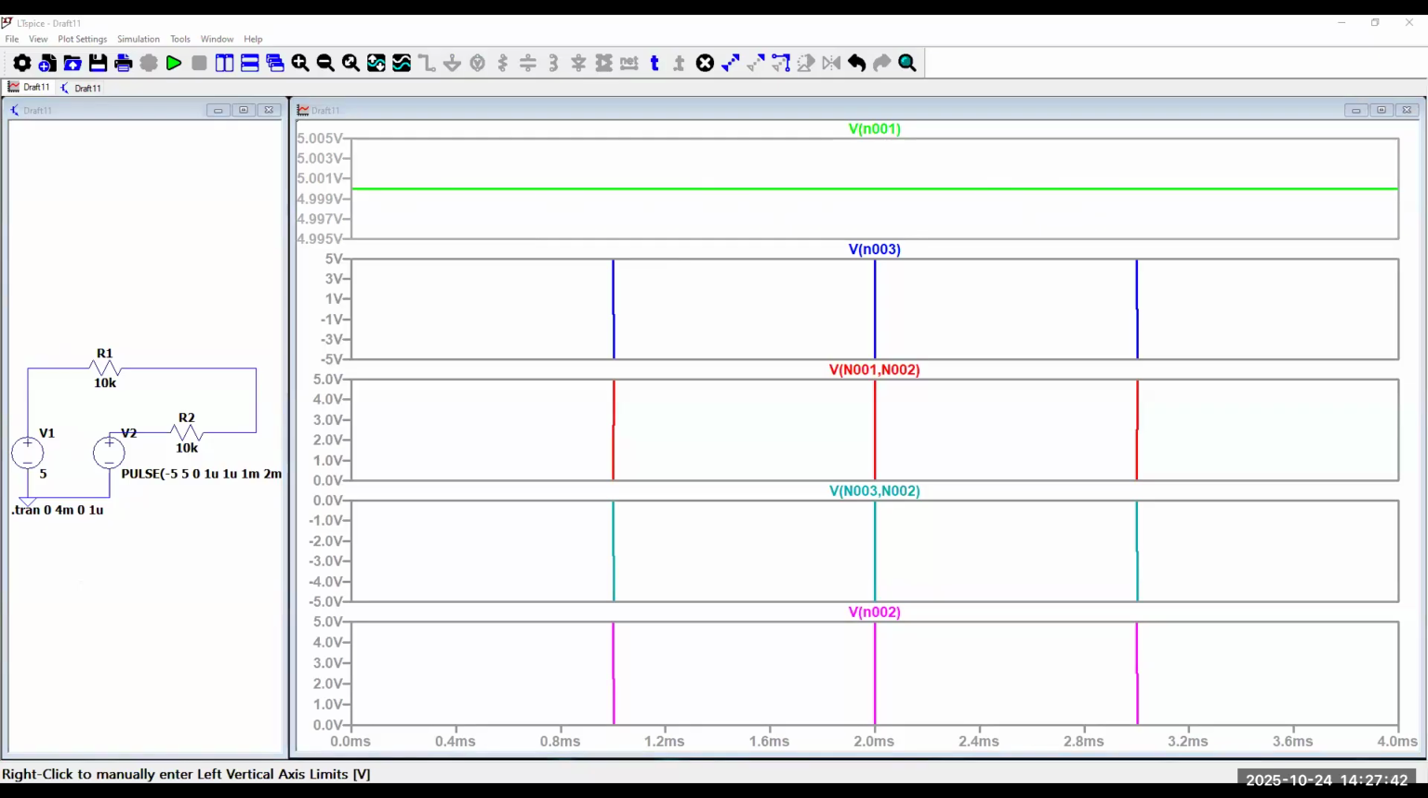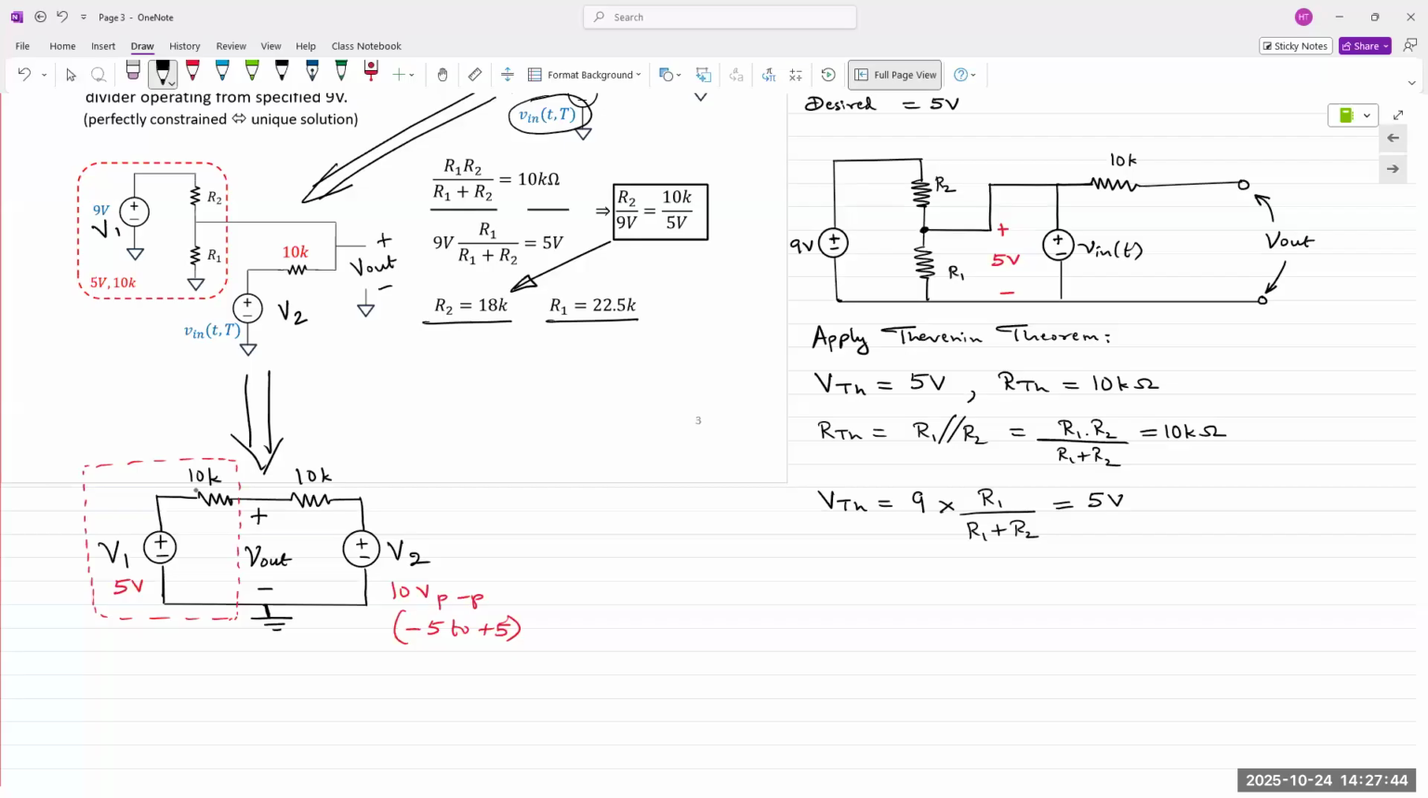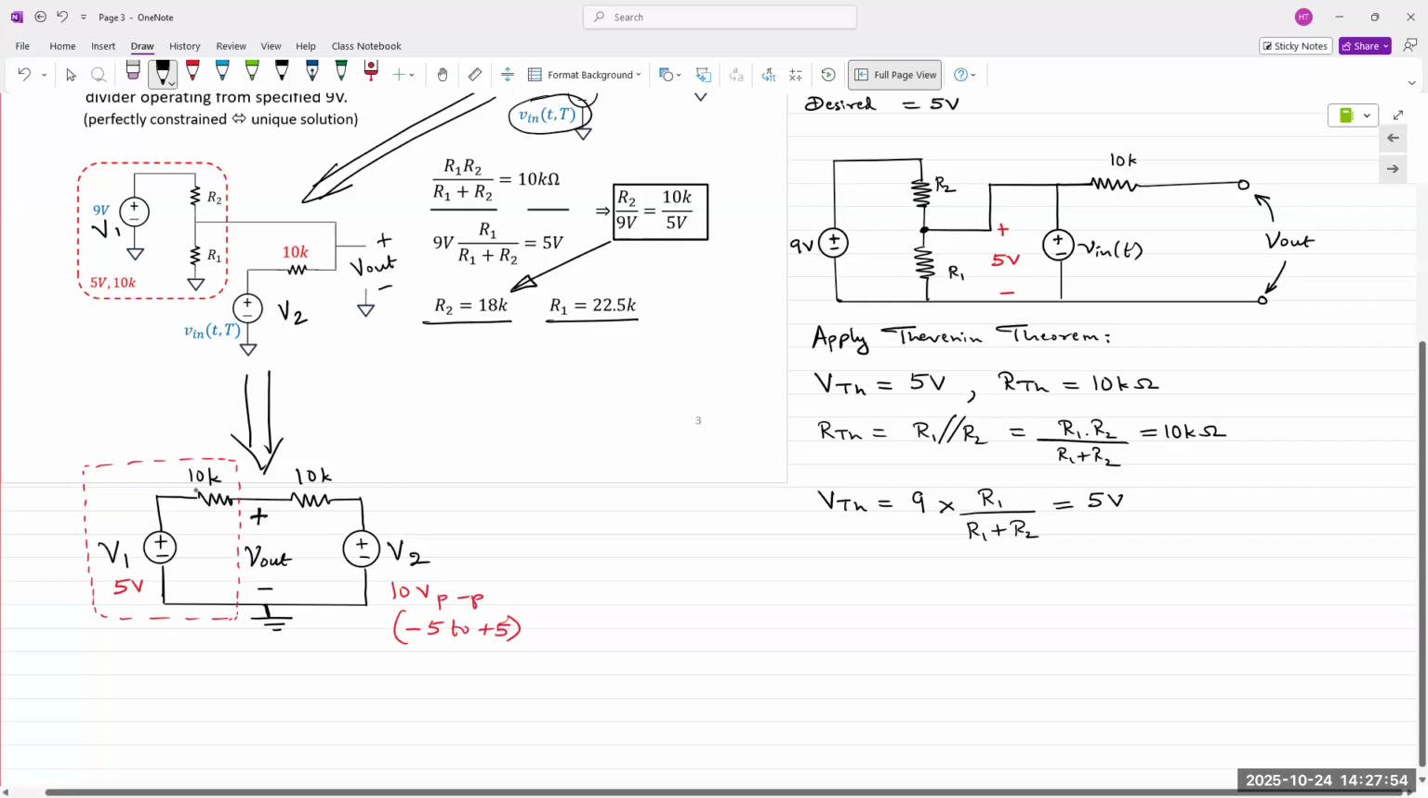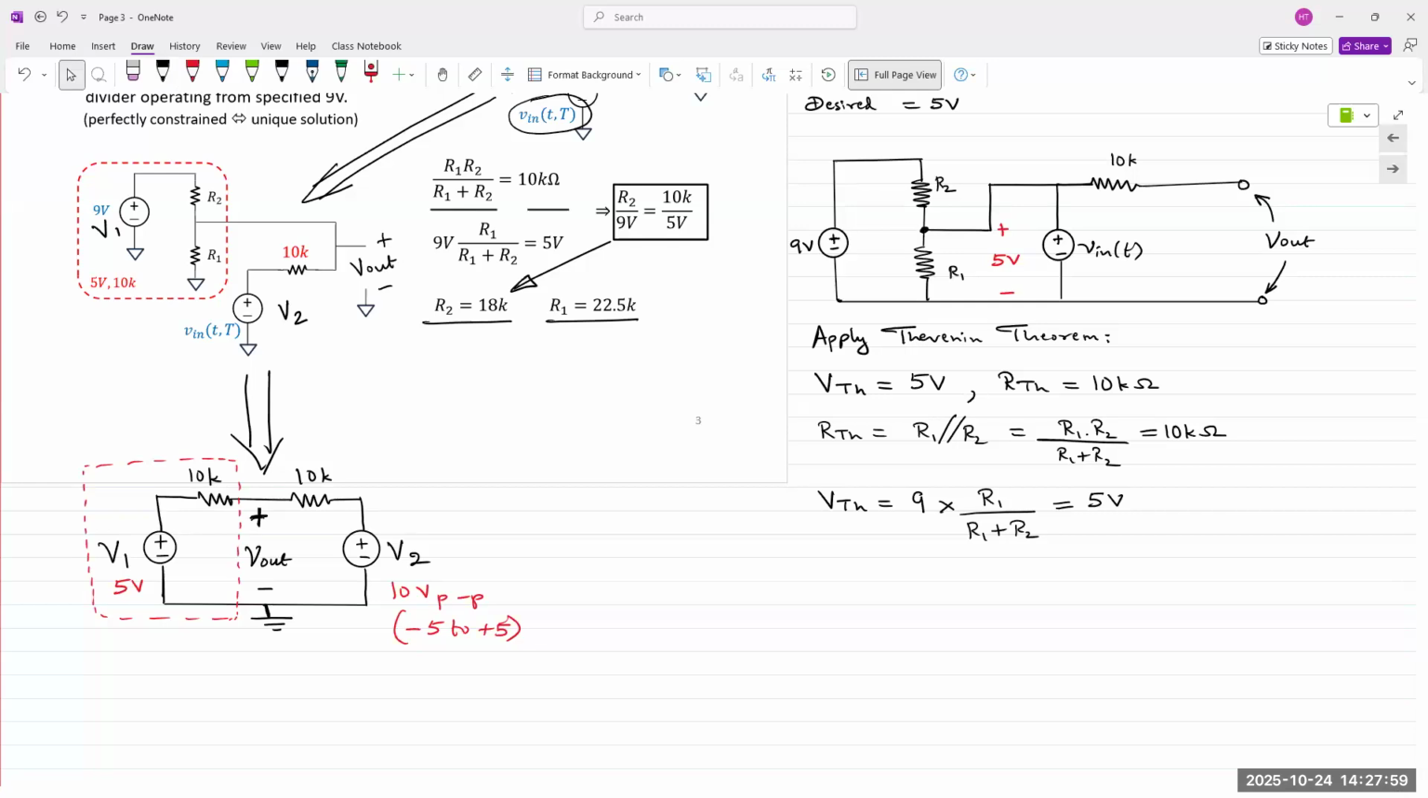So the circuit looks like this when it's redrawn. You've got voltage source V1 on the left, that is the DC voltage. V2 is that AC input voltage on the right. And V out is measured between the two resistances. And let's look at just the positive cycle. If you look at just the positive cycle, what do we see?